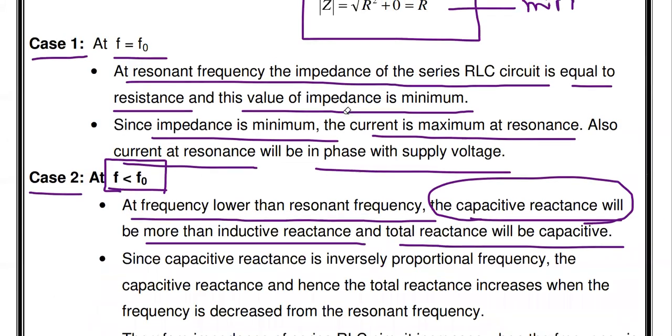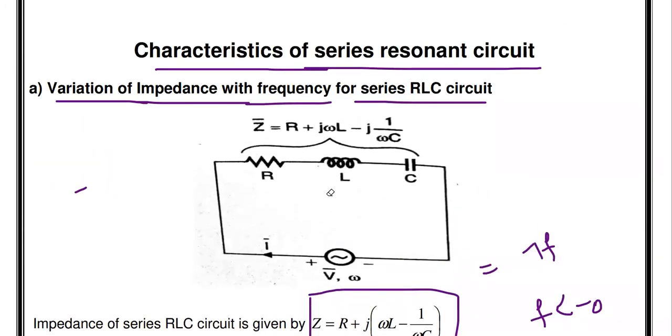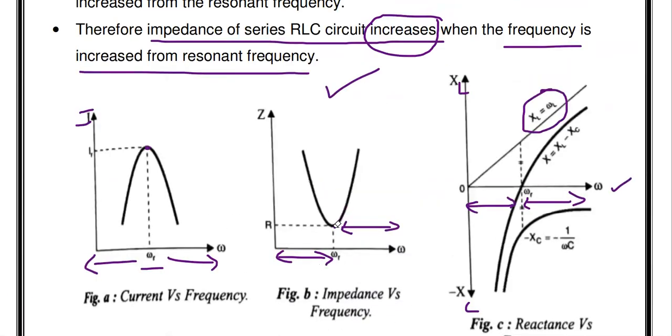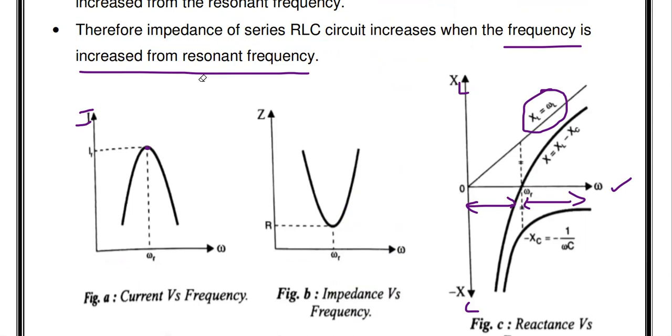Next, we derived the impedance of the series RLC circuit and the corresponding graph. The impedance graph is like that. At the resonant frequency, the impedance offered is minimum, and whenever the frequency is lower or higher than the resonant frequency, the impedance reaches a higher value.